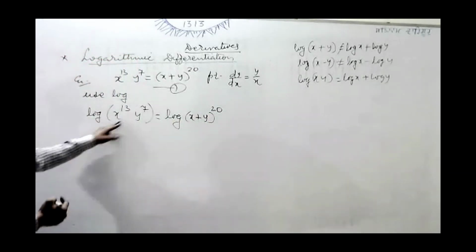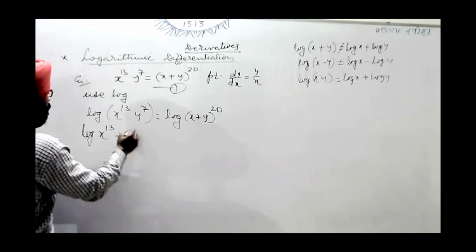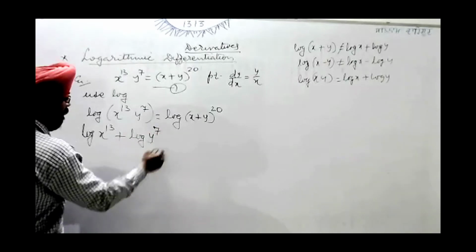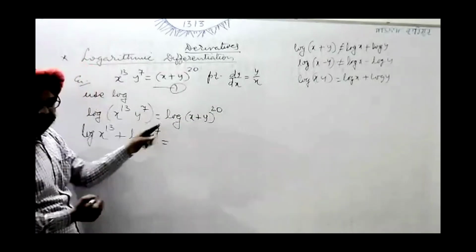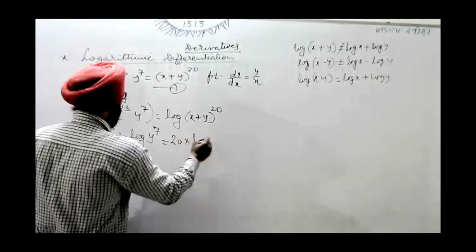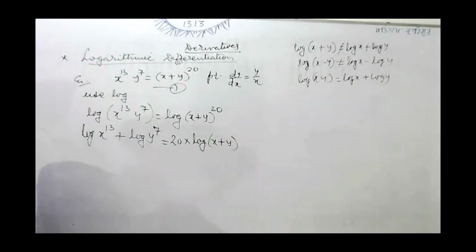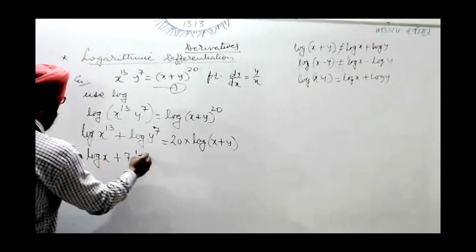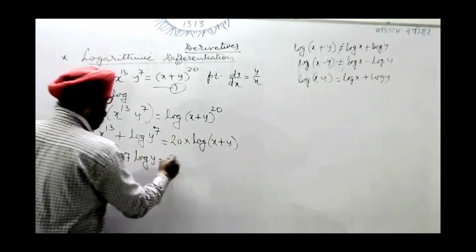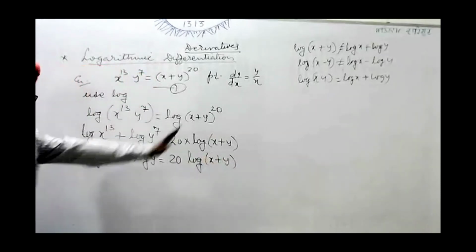Open the bracket. These two bases are in product, so we write log x to the power 13 plus log y to the power 7 equal to, on this side, the whole base with power 20 comes ahead, meaning 20 into log of x plus y. Next, the power 13 comes forward: 13 log x plus 7 log y is equal to 20 log of x plus y. This is the preparation for differentiation.